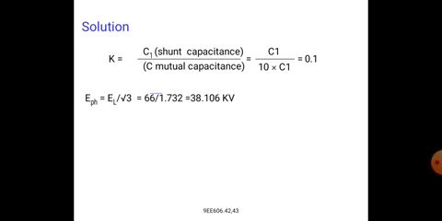Similarly, the E phase voltage is equal to EL by root 3, right? E phase is equal to EL by root 3, that is 66 by root 3, which is equal to 38.106 kV. So we have the formula E phase is equal to E1 plus E2 plus E3. Here the string insulator has 4 discs, that is E1 plus E2 plus E3 plus E4. So E phase is equal to E4 plus E3 plus E2 plus E1.